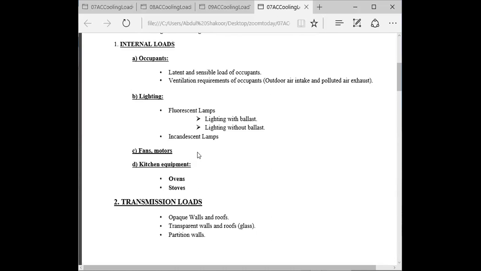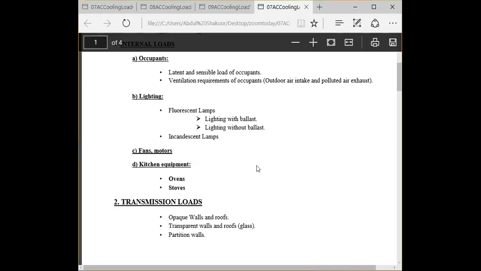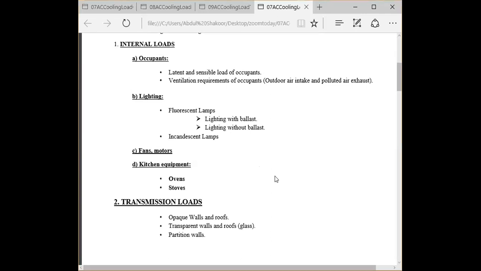Now, there may be fans working inside, and fans have motors. These motors consume electricity. This electricity comes inside the room and is emitted inside the room as heat energy, and that estimation is to be done.